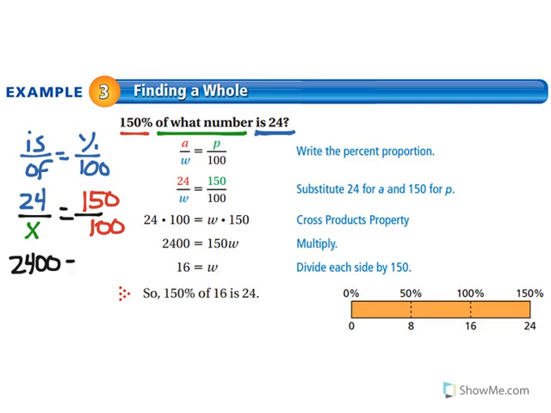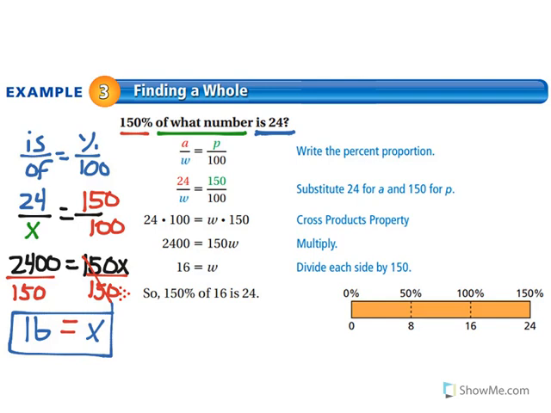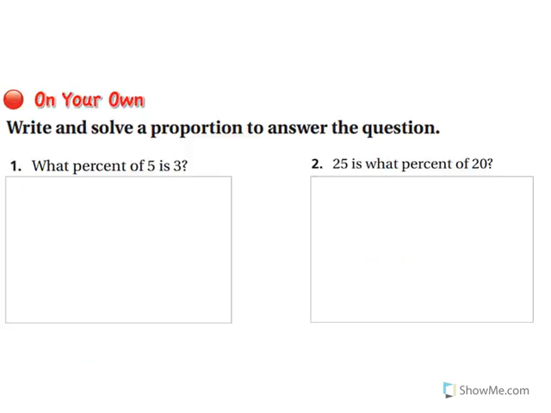Then I have 150 times x, which is 150x. I can divide both sides by 150 to get that x by itself. These cancel out, and I get x equals 16. So 150% of what number is 24? Well, 150% of 16 is 24. So that's all I have to do here. Hopefully these three examples make sense to you.